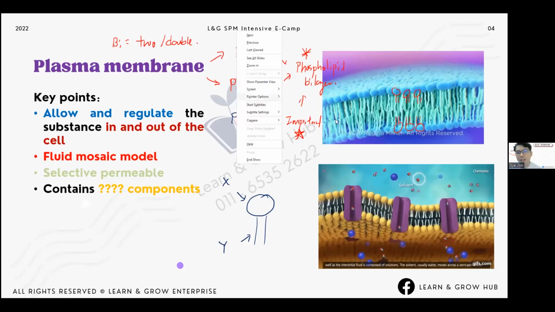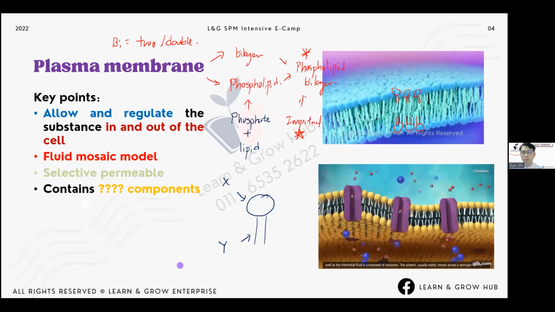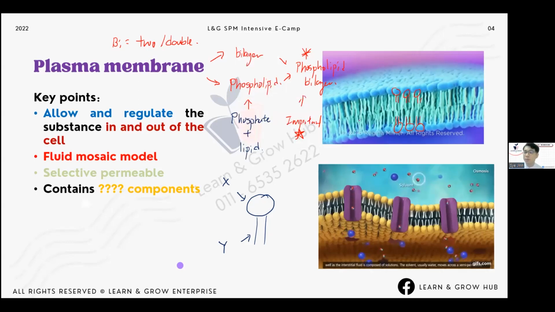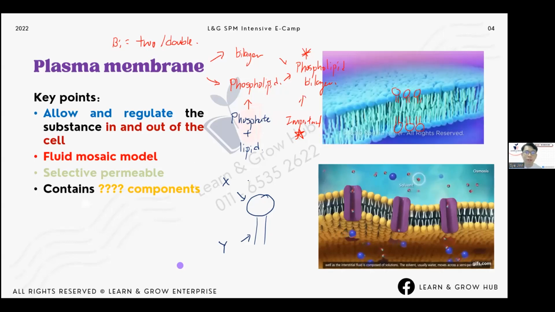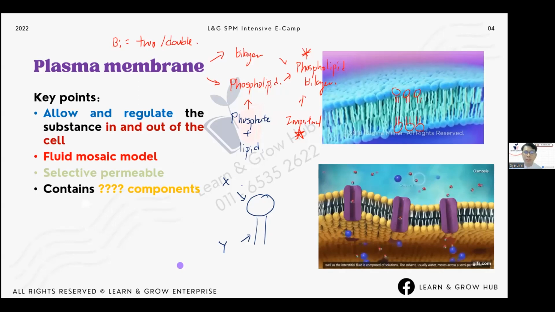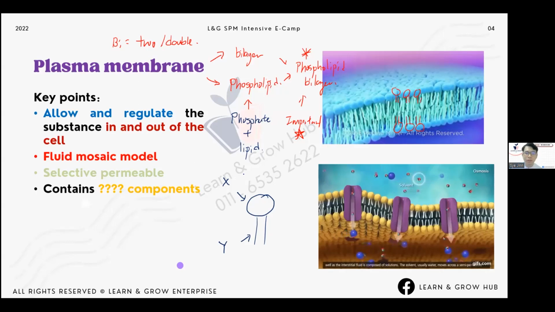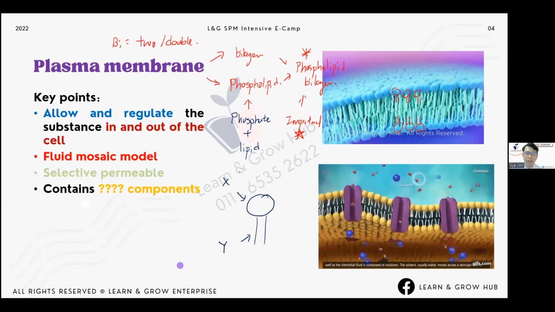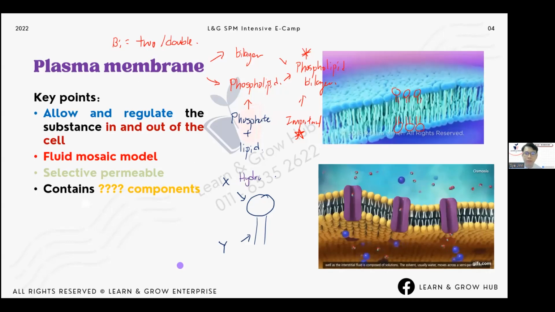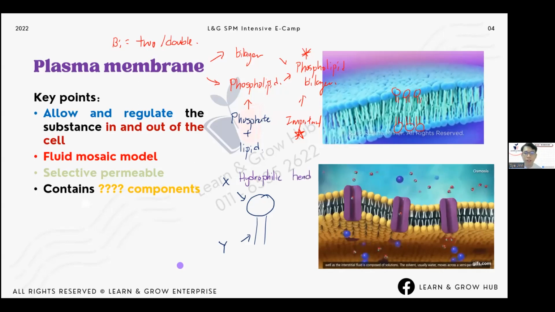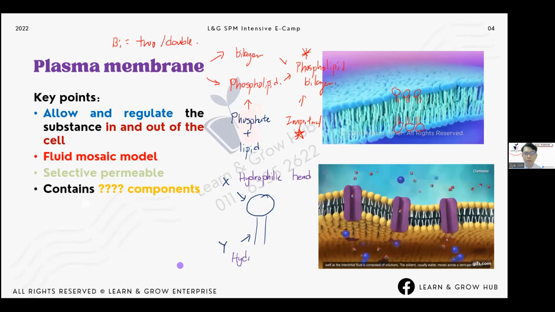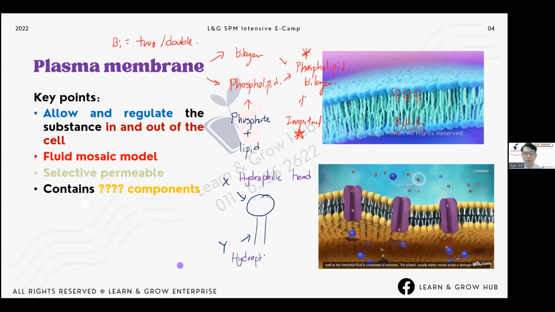Okay, for this X and Y, so what is the phospholipid and how to label them? Okay, so in the SPM exam, one of the popular question here is what? Please label X and Y here. So for the X here, normally we will label them as a hydrophilic head. And then for the Y, we will label as the hydrophobic tail.